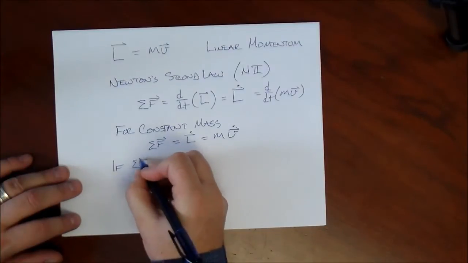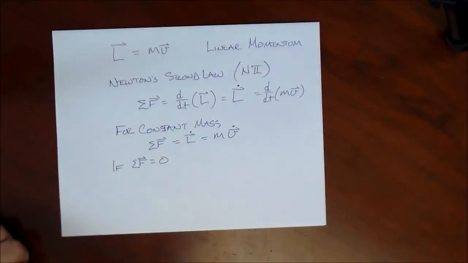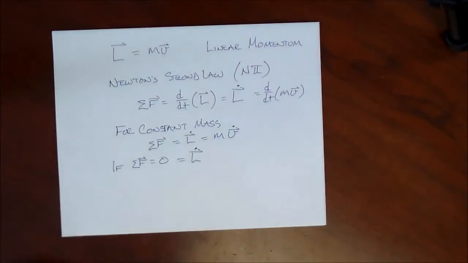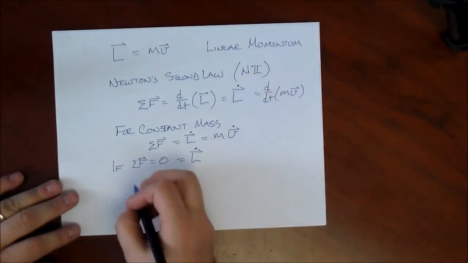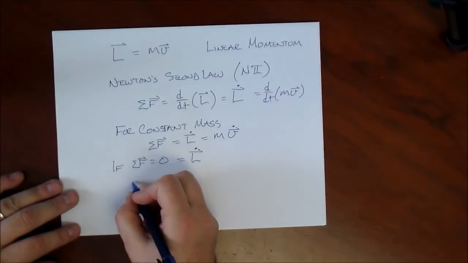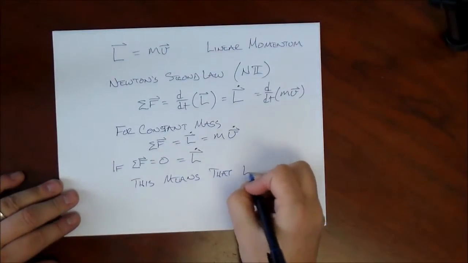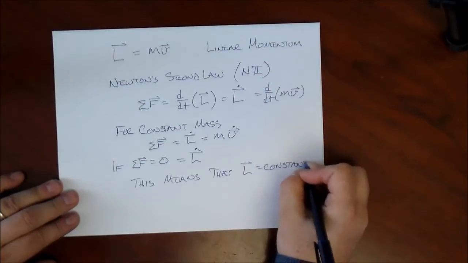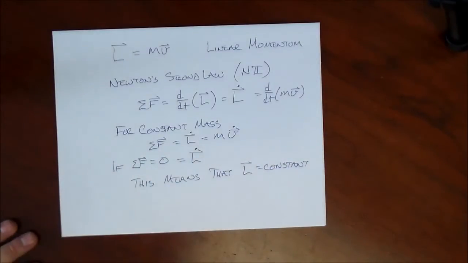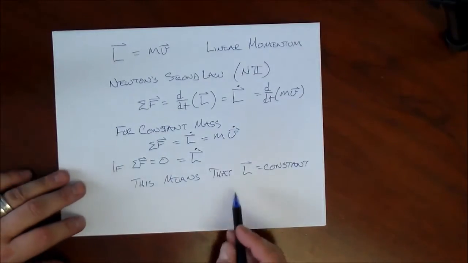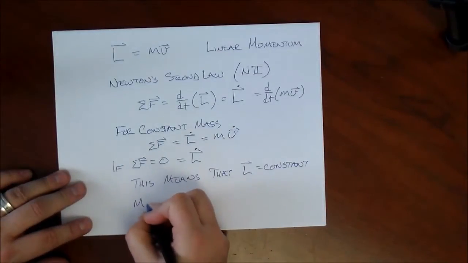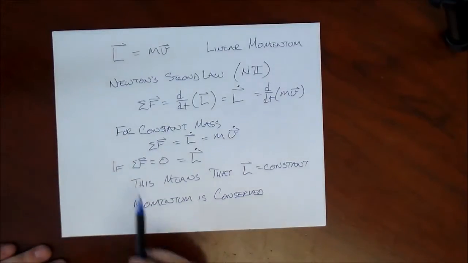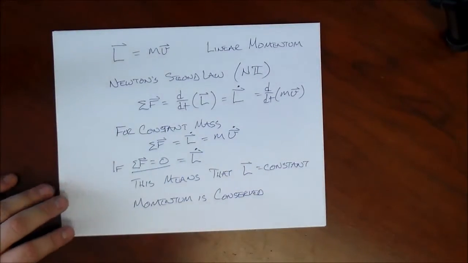If the total force is equal to 0, then 0 is equal to the time rate of change of linear momentum. The consequence of this is that the linear momentum has to be equal to a constant. If its derivative is 0, then it must be equal to a constant. In this situation, we say that momentum is conserved. And remember, that's the case where the total force is equal to 0.